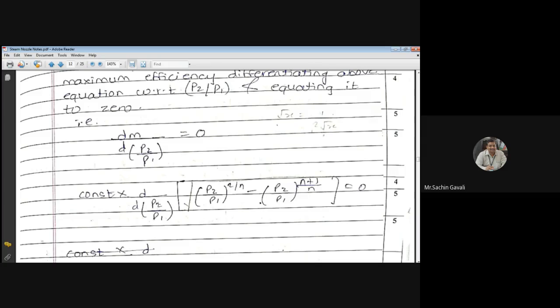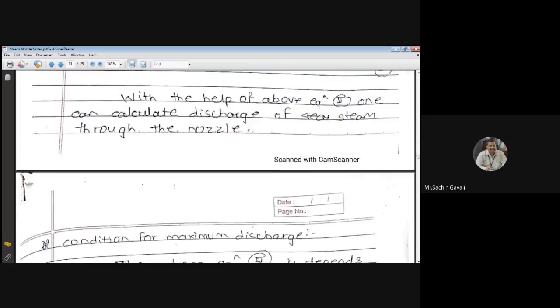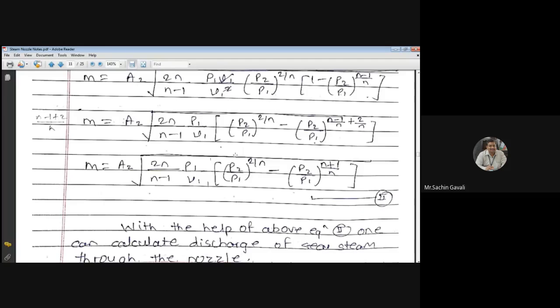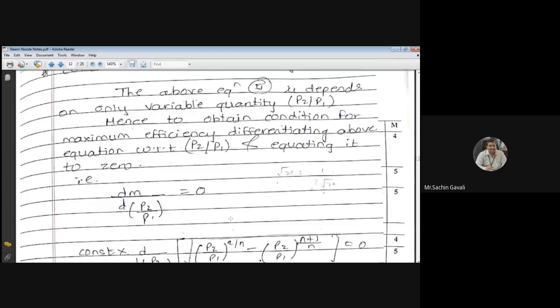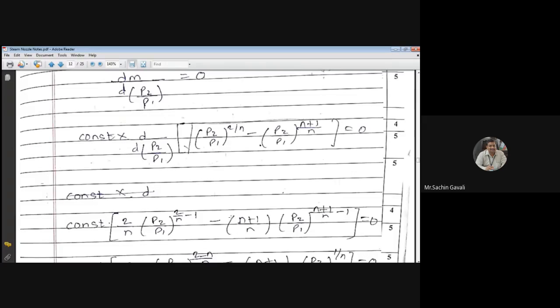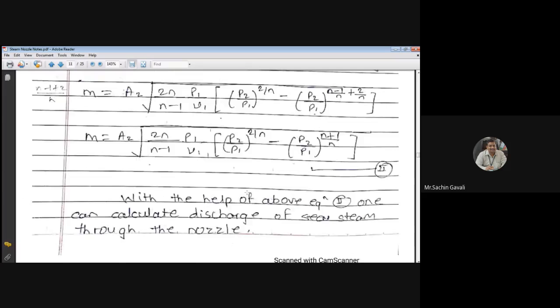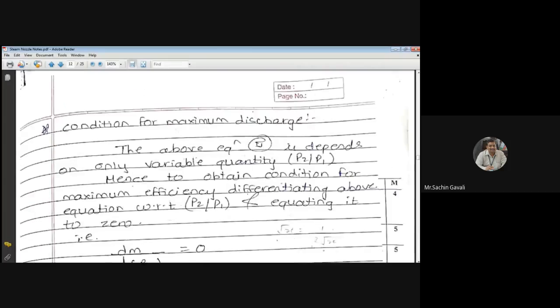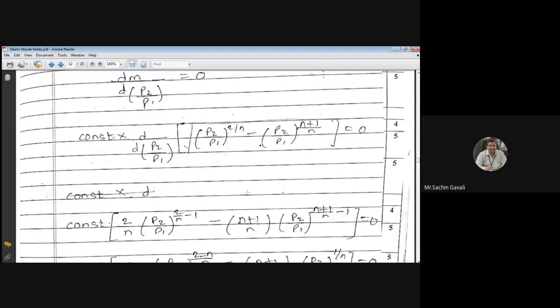d of d p2 by p1 into square bracket p2 upon p1. So the only remaining thing is the square root of p2 upon p1 raised to 2 upon n, p2 upon p1 raised to 2 upon n, minus p2 upon p1 raised to n plus 1 divided by n, is equal to 0.